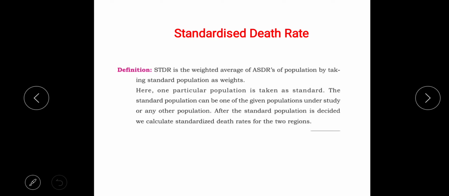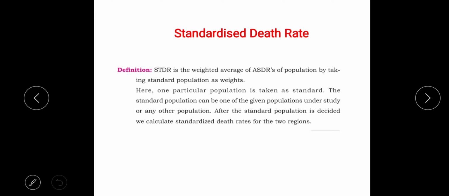But it is not the same here. Here we are calculating ASDR for each age group. That age group may be anything, and then we multiply the ASDR of each age group with the same age group's population in a standard population. Then that total is taken, and the average with the standard population is considered as the standardized death rate.